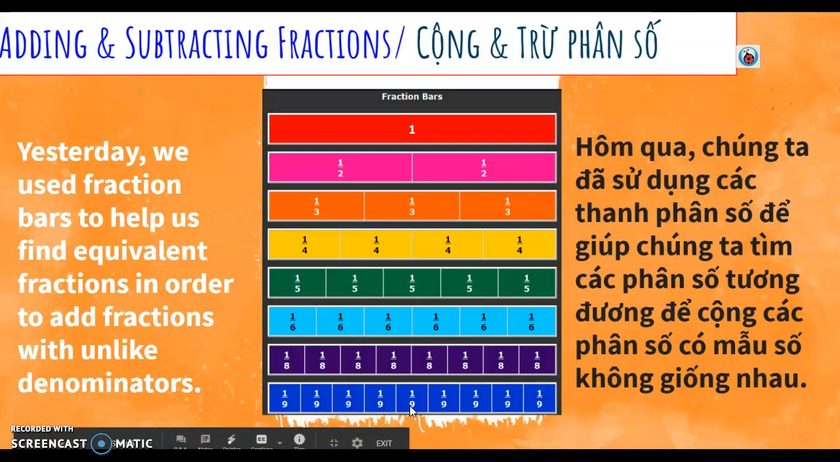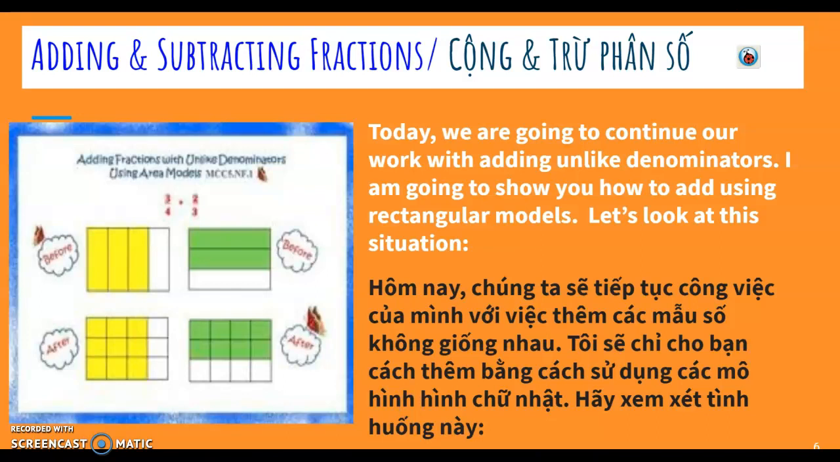All right. Yesterday, we used fraction bars to help us find equivalent fractions in order to add fractions with unlike denominators. Today, we're going to continue our work with adding unlike denominators. I'm going to show you how to add fractions with unlike denominators by using rectangular models.